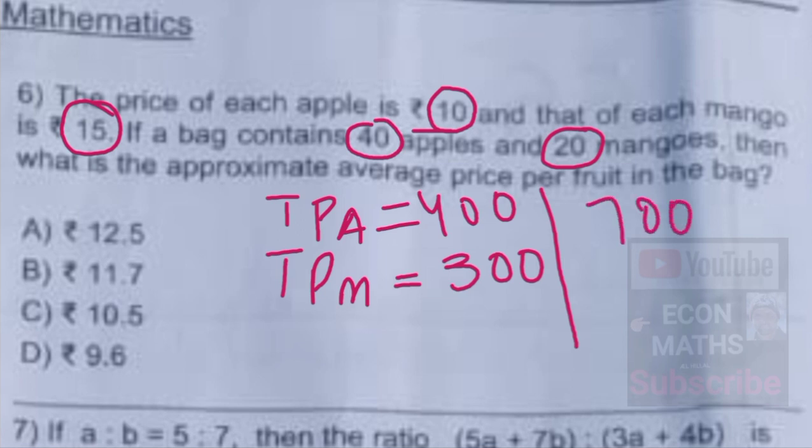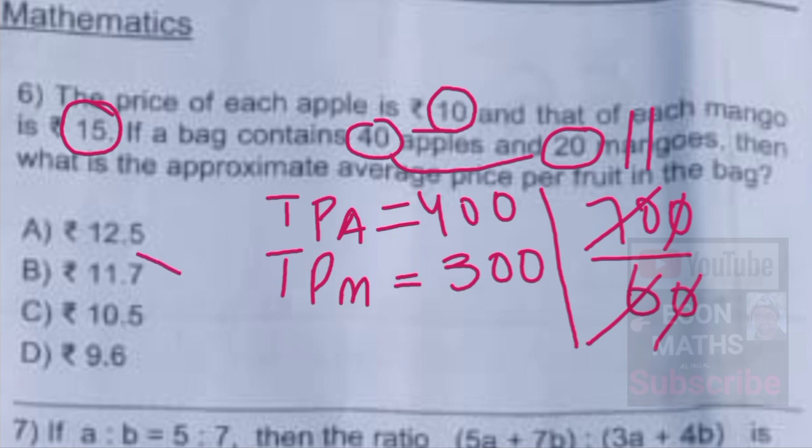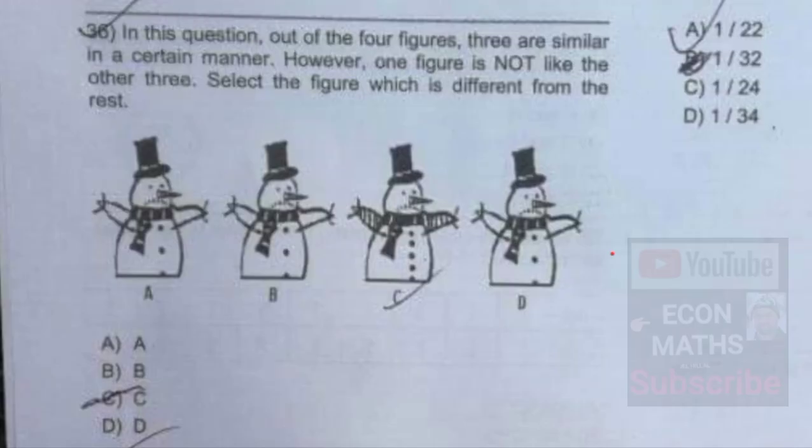And total quantity is 40 plus 20, that is equal to 60. Solving this will give us 6 ones are 6, 11s are 66. So I guess we have 11 in the option, so we will go for B option. I'm not sure whether I have done the calculation right or wrong, or rather the method right or wrong, so you can correct me if there is miscalculation.